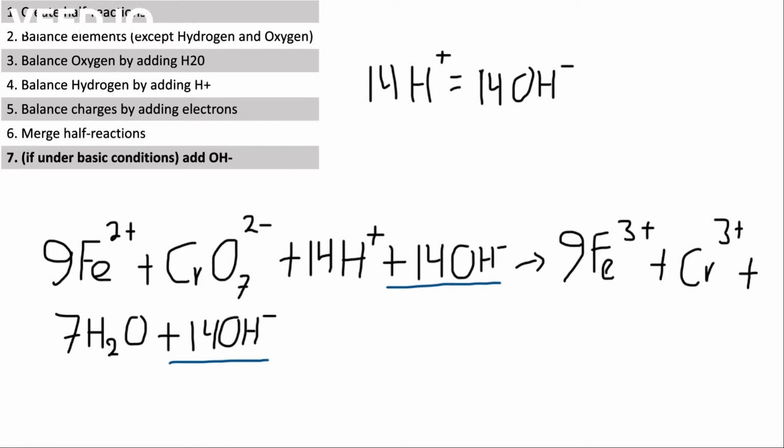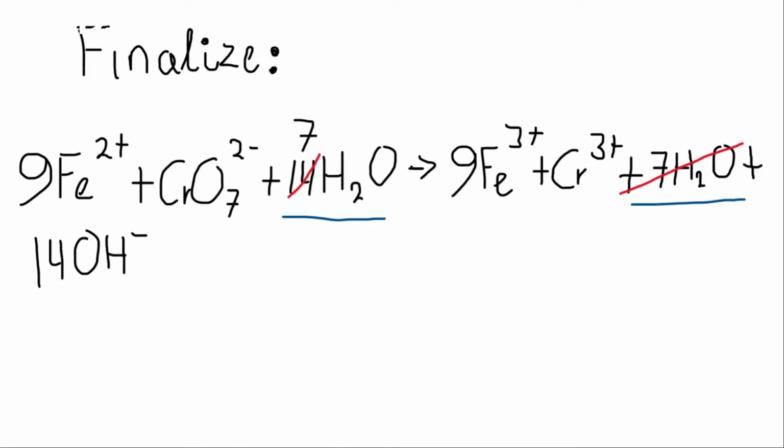That is adding hydroxide ions for every hydrogen ion on both sides. The hydrogen ions and hydroxide ions will then merge to form water. This is because hydrogen ions can't be present under basic conditions. They are only present in acidic ones. Then all you have to do is cancel out the water and you're done.